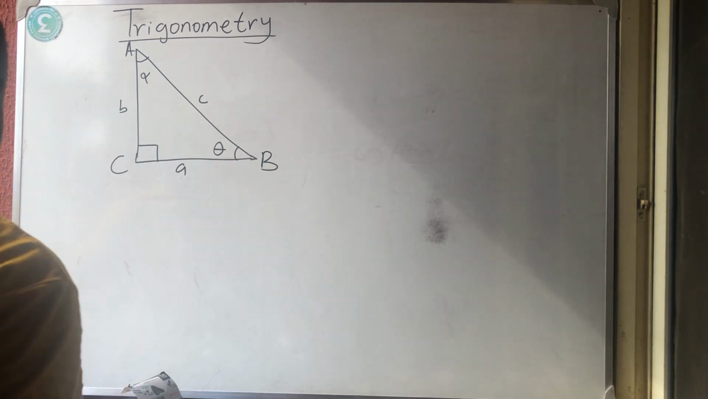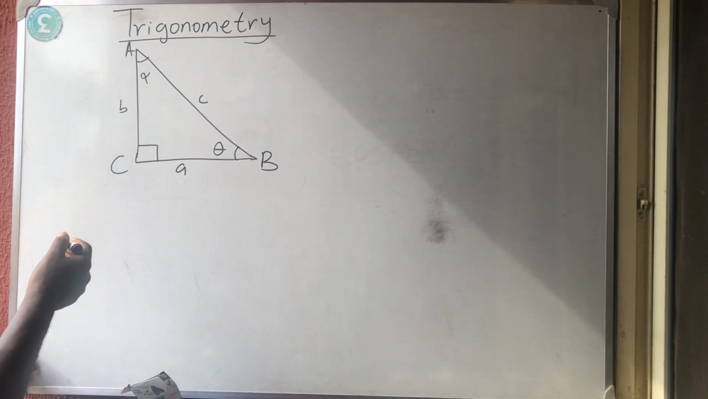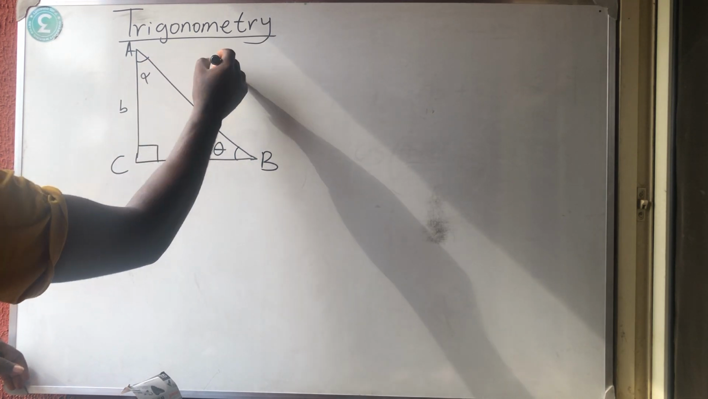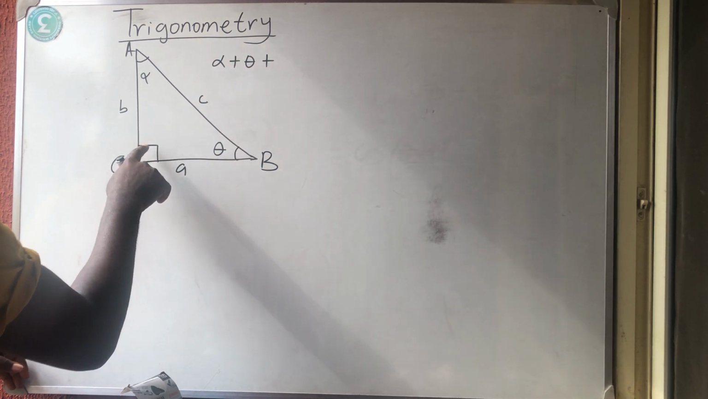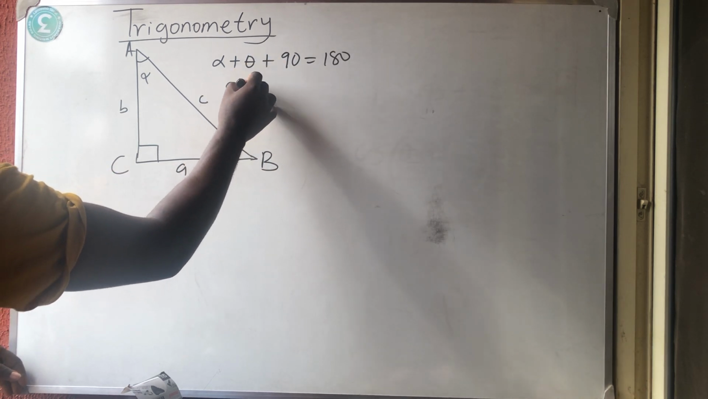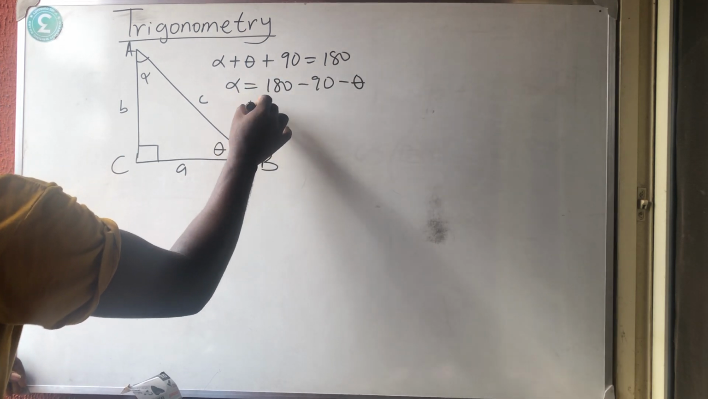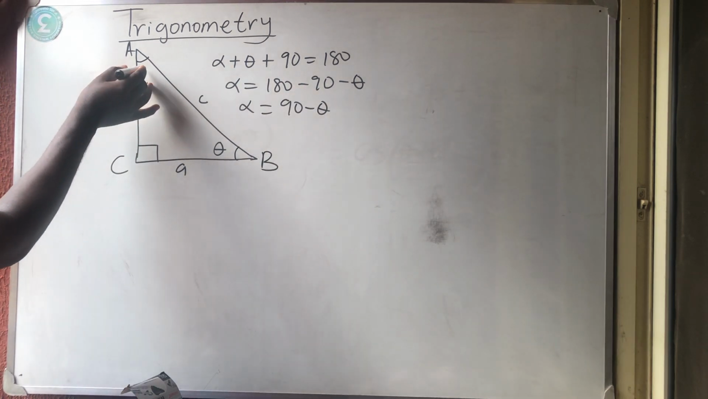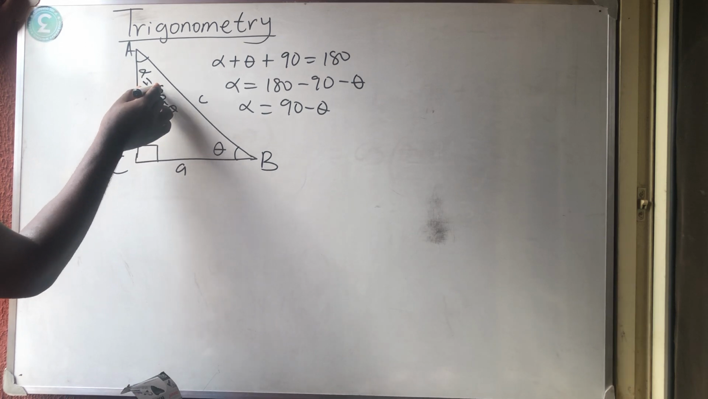Okay, now we know that the sum of angles in a triangle is 180. So if I have that alpha plus theta plus what? Right angle means 90 degrees. Plus 90 degrees is equal to what? 180. So alpha staying alone, it will be what? 180 minus 90 minus theta. So alpha is equal to what? 90 minus theta. So this alpha that I wrote here is something as saying what? Angle 90 minus theta. Okay.